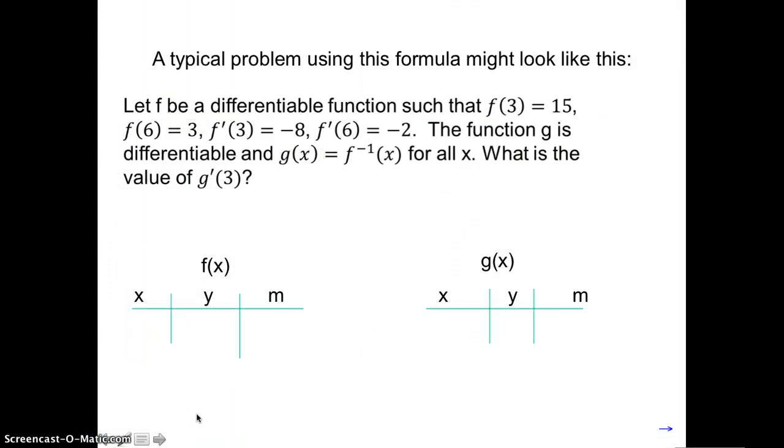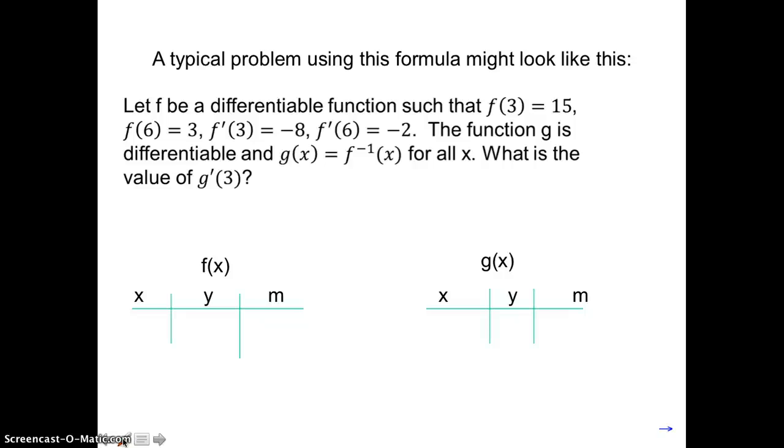So this is the common kind of problem that you could see on the AP test. If f is a differentiable function, and we have some information here, I know that f of 3 is 15, f of 6 is 3, f prime of 3 is -8, and f prime of 6 is -2. So we could use that formula that showed on the last slide. Really, this is how I solve a problem like this.